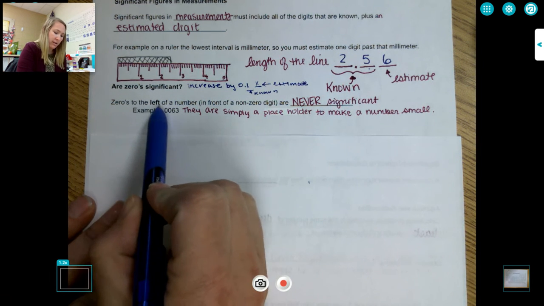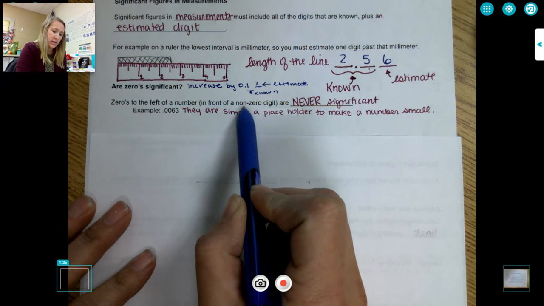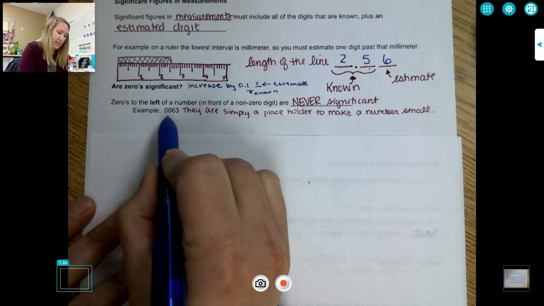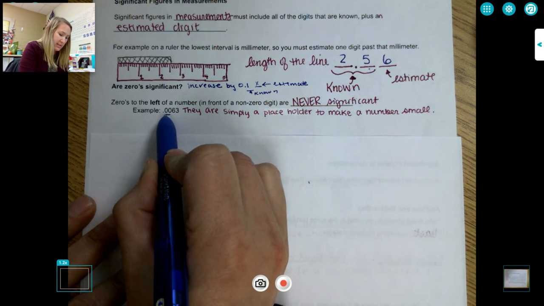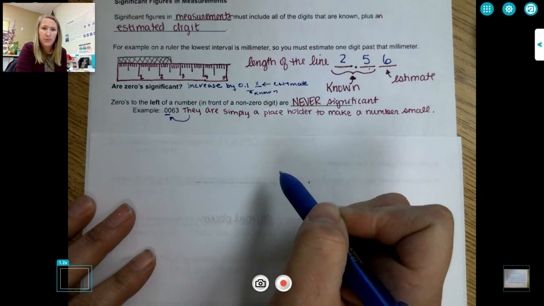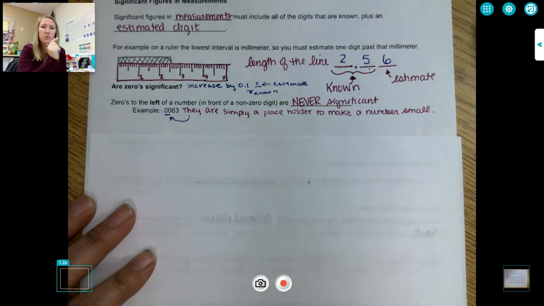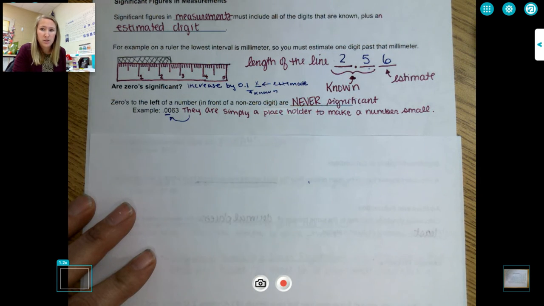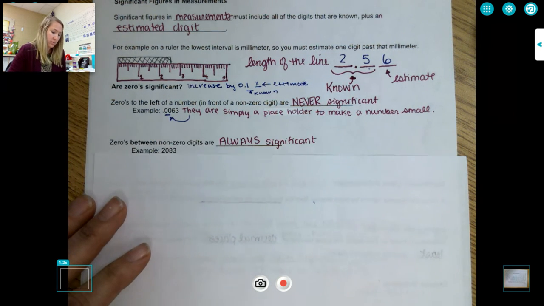Any zero to the left of a number, so in front of a non-zero digit, is never significant. So for example, if I have 0.0063, these zeros, they're simply a placeholder to make my number small. They're put in there, and I can keep adding zeros beforehand. I could put zeros in front here. They're just placeholders. They're not changing the value of my number.